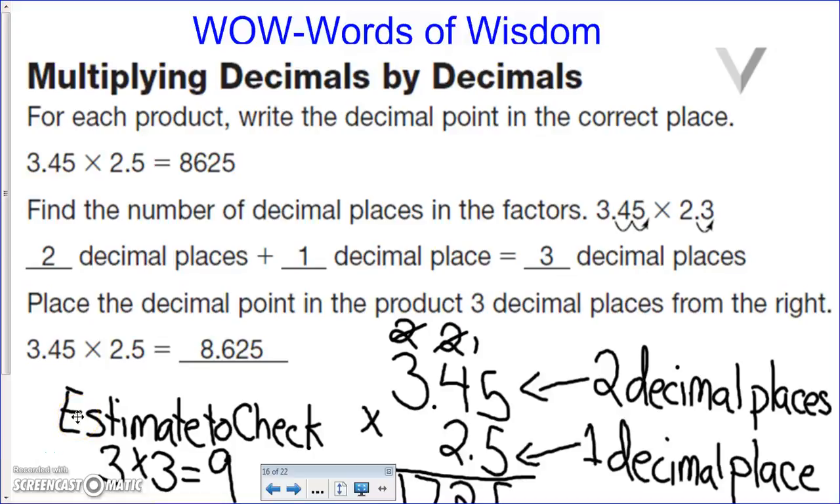Welcome to part 2 of multiplying decimals by decimals. For each product, write the decimal point in the correct place. 3.45 times 2.5. And then they've given us the answer without the decimal points.